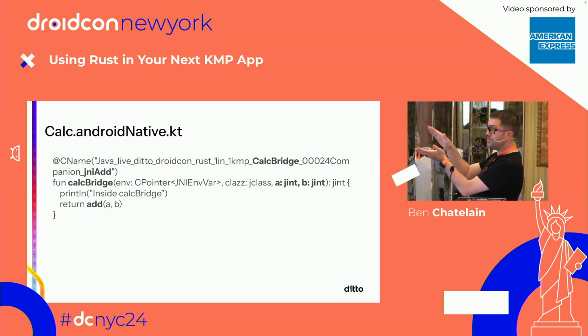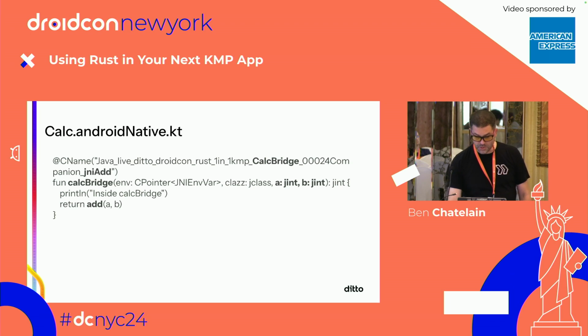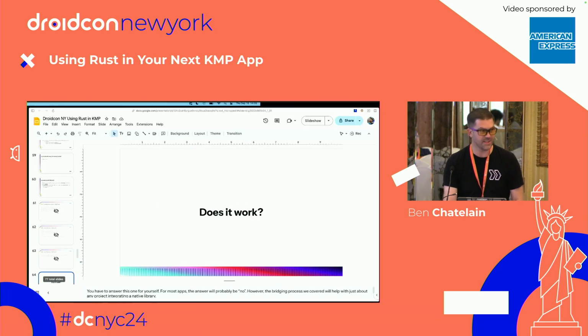Okay, but that's it. If you've seen other JNI stuff, it can go on for days. So this was quite easy. Okay, so this is our bridge to cross from JVM to native, and then it's going to call another native function, and then it's going to call a Rust function. Does it work? Let's see.